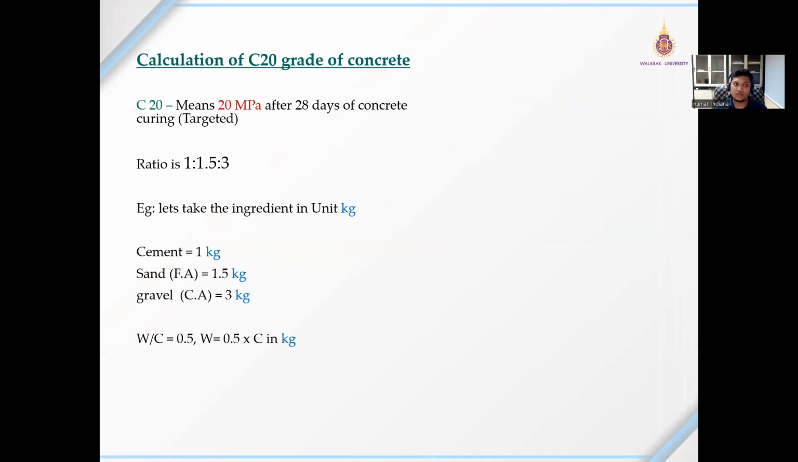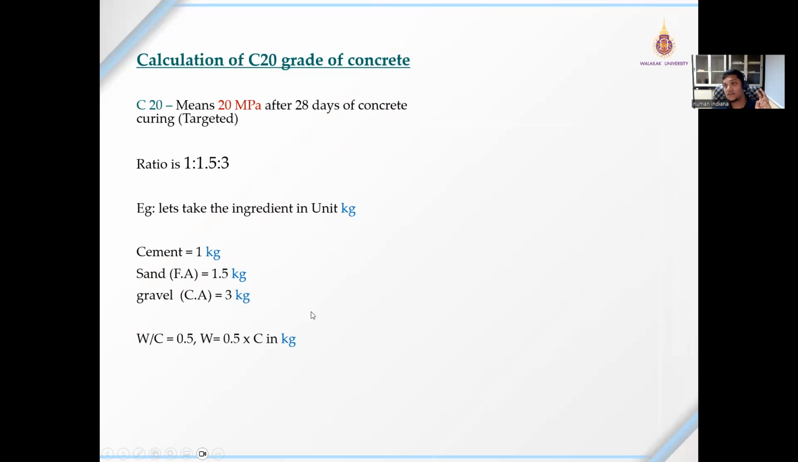Many of you will have a question: what are these ratios? If you consider C20, the ratio is 1:1.5:3. That means the first one is cement, the second one is sand or fine aggregate, and the third one is coarse aggregate or gravel. Let's take the ingredients in kg. If you consider 1 kg of cement, we add 1.5 kg of sand, then gravel double that of sand, so 3 kg. That means 1:1.5:3, cement, sand, and gravel.